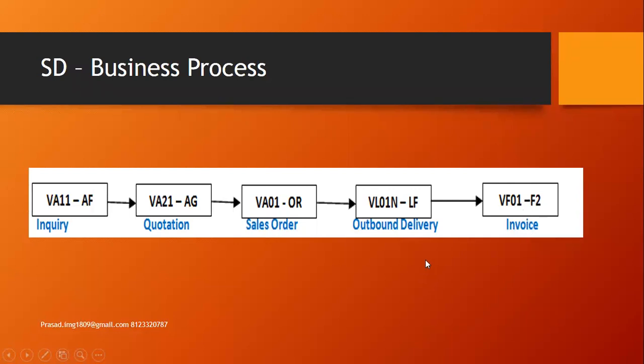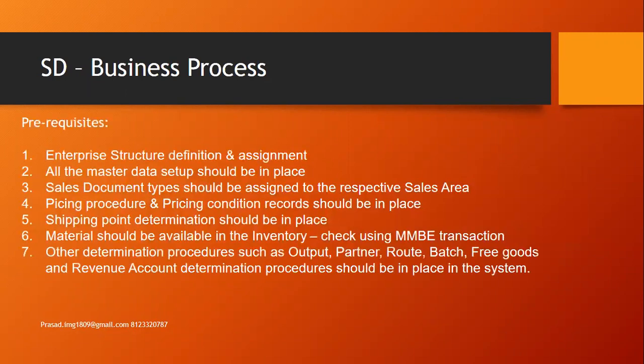The document type is F2, and we have seen all the functionalities, and each and every item category also. So these are the prerequisites, especially to create all the business processes. First, the enterprise structure should be defined and assigned in the system, and all the master data such as customer master data, material master data, customer material info record, conditions master, and output master should be in place. And the sales document type should be assigned to the respective sales areas, which we have seen. I'll show you everything in the system again.